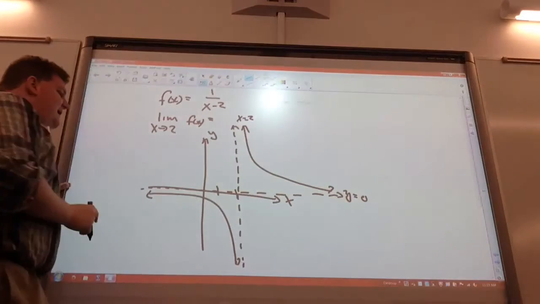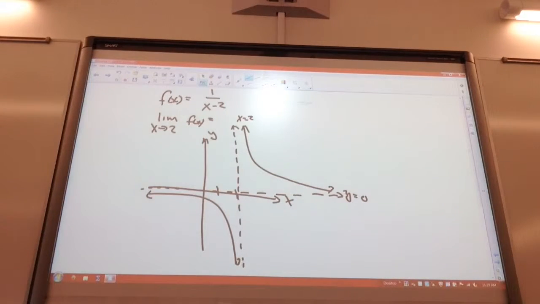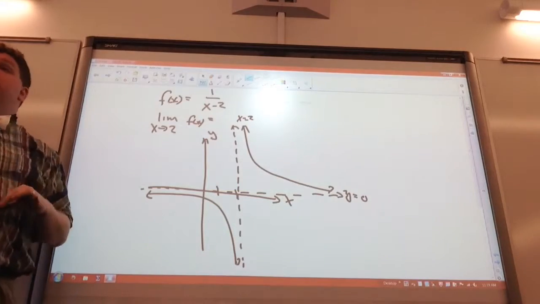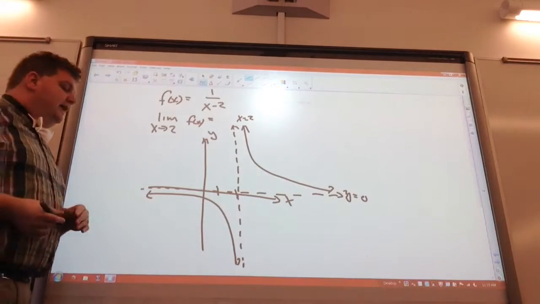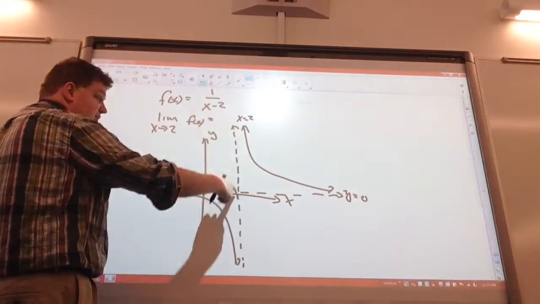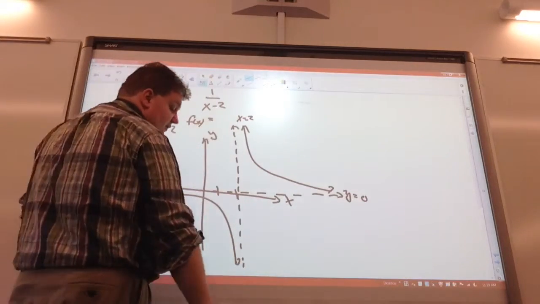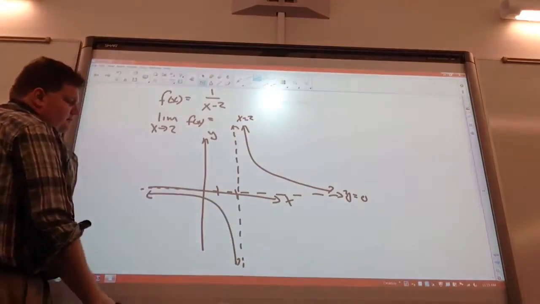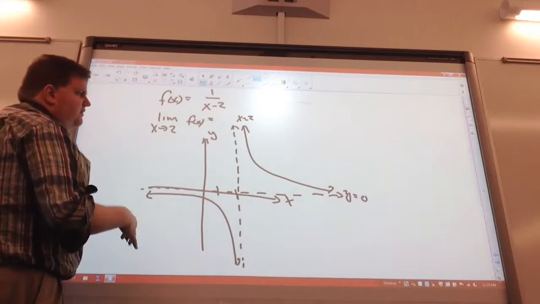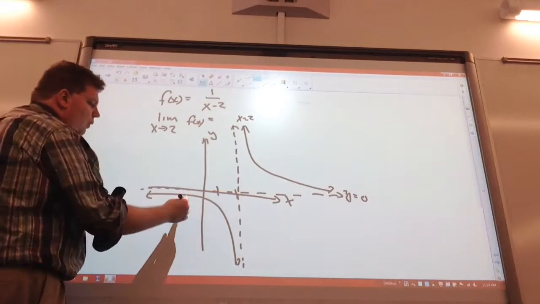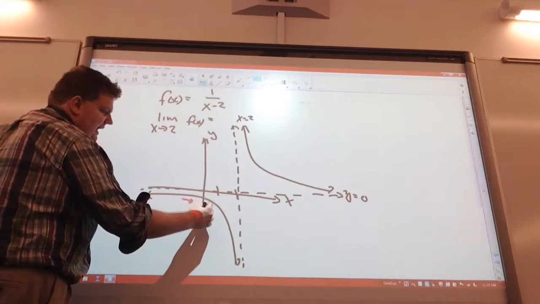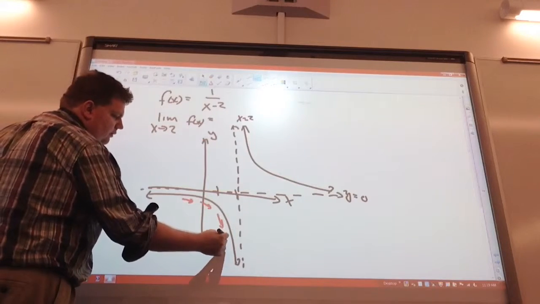Don't really care that much about getting the picture exactly 100% correct, because what we're looking at is behavior as we get close to 2. Now, 2 is an asymptote, nicely marked for us already, so I don't need to put in other points. I just need to see what's going on as I get close to 2. What's happening to the left as I get closer and closer to 2?